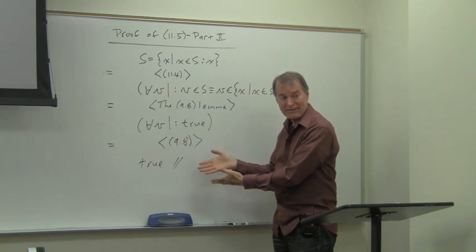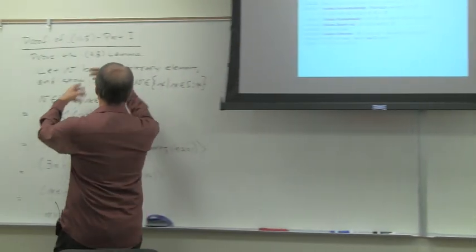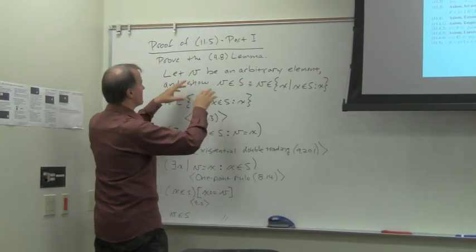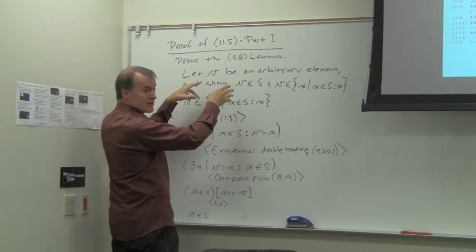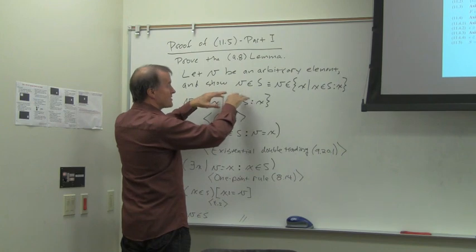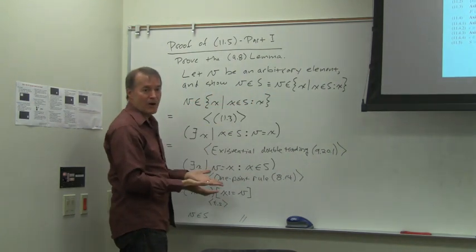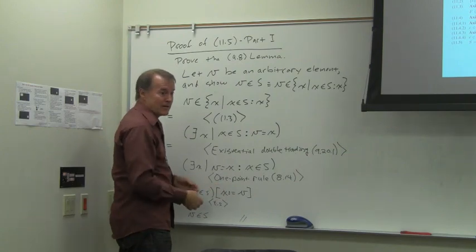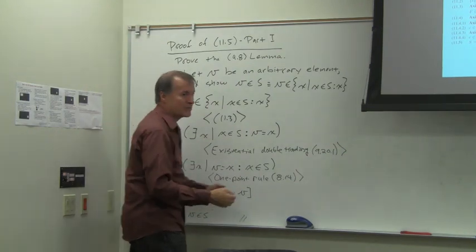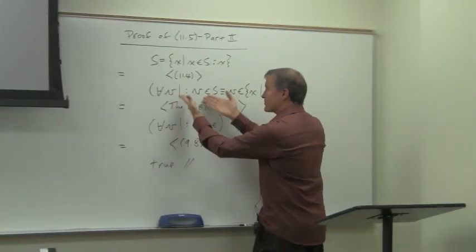Are you with me? And suppose we wanted to prove a third theorem, and then we had some set equals some other set. And suppose we said, okay, let's do the 9.8 lemma. And suppose we said, let V be an arbitrary element, and we showed that V is an element of the first set, equals V is an element of the second set. After we proved this lemma, what would we do? We'd come over here, and for that one, this would be the same.